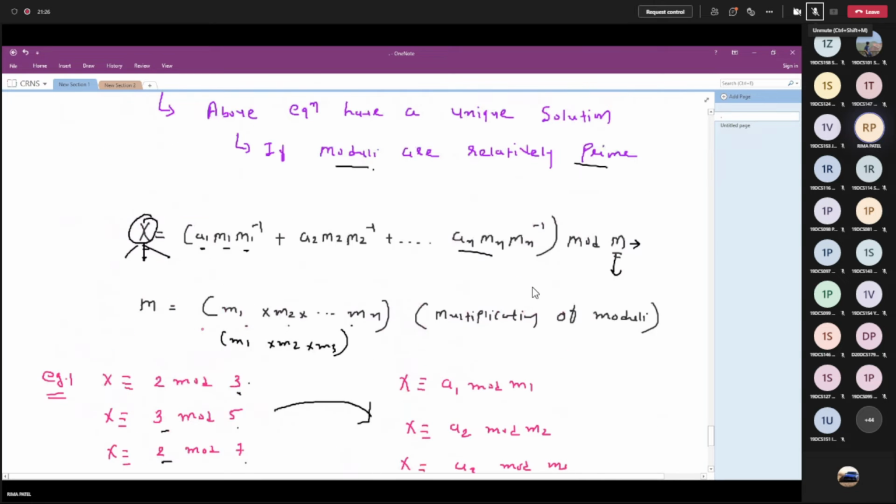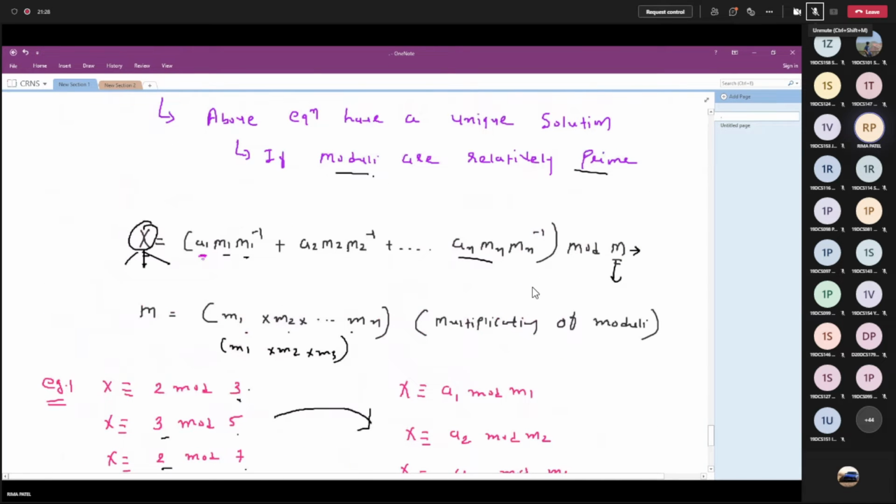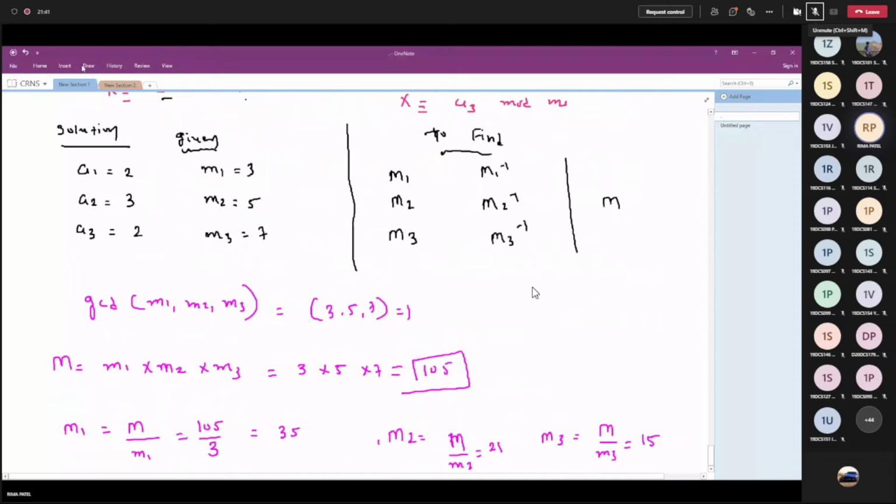So now I'm having M1, M2, M3. So let us go through the equation again. I know a1. Yes. I have found M1 also. Yes. M2 also. M3 also. I have found M also. Now my next task is to find what? M1 inverse. Right? So let us do that.